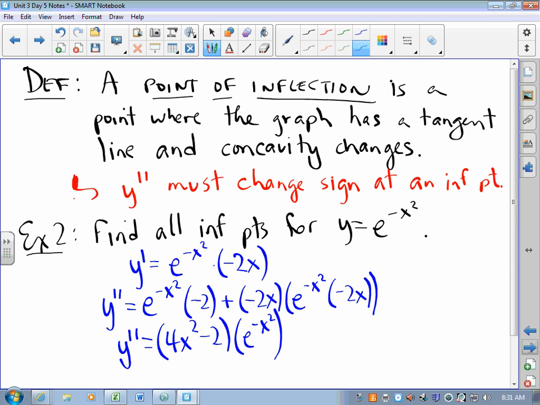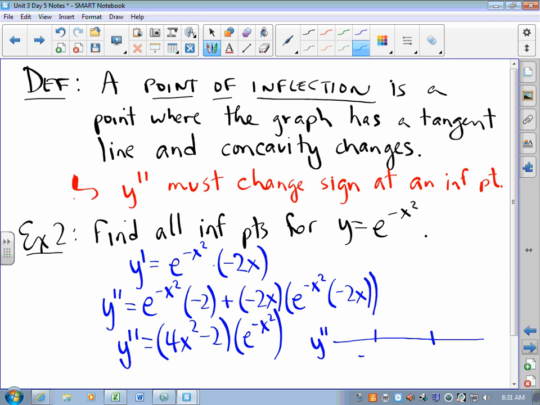So I think to myself, e to the negative x squared is always positive. E to anything is always positive. So the e to the negative x squared gives me no inflection points. But 4x squared minus 2, oh, that's a horse of a different color.